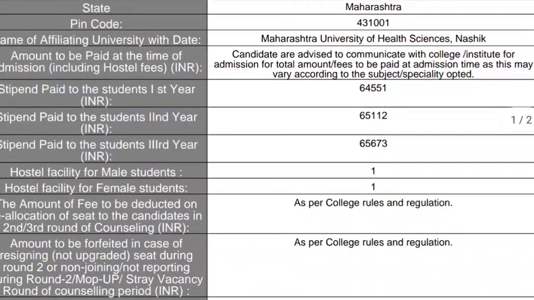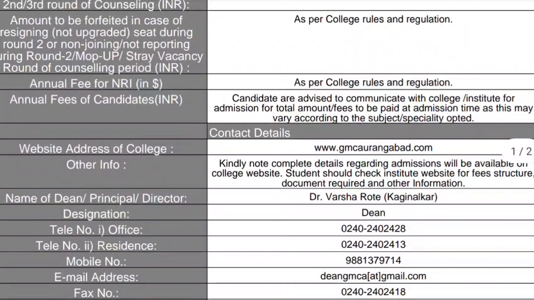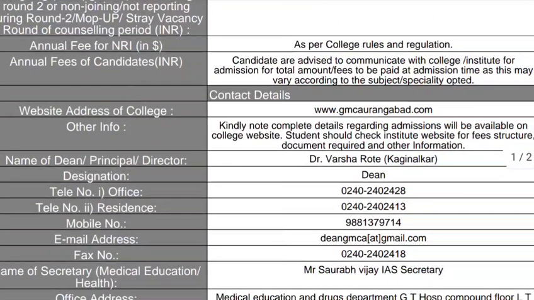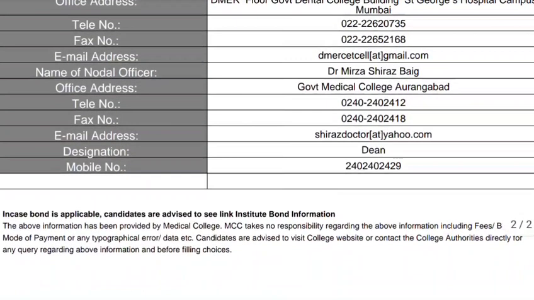The stipend, very important details. This is the official stipend. The first year 64,551, second year 65,112, and third year 65,673. And some other details. The contact number of the dean, residential, email, fax, all these details you will be able to find here.